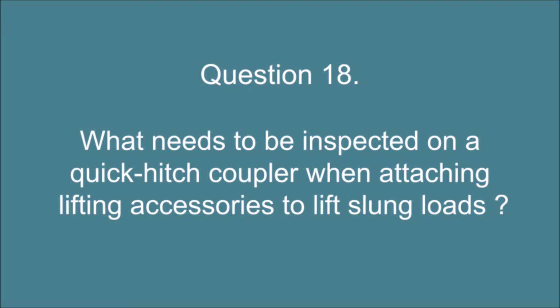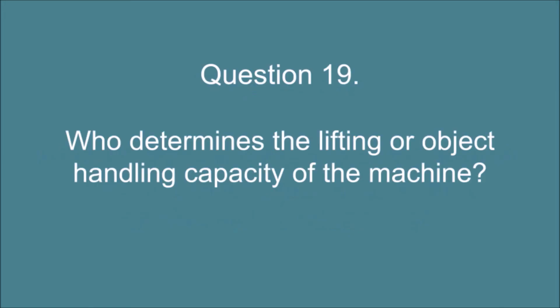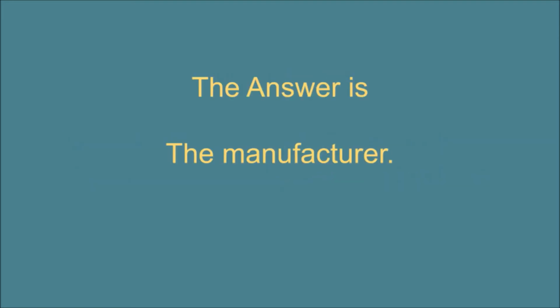Question 18. What needs to be inspected on a quick hitch coupler when attaching lifting accessories to lift slung loads? The answer is locking system engaged in the correct position and appropriate weight and size of the attachments. Question 19. Who determines the lifting or object handling capacity of the machine? The answer is the manufacturer.